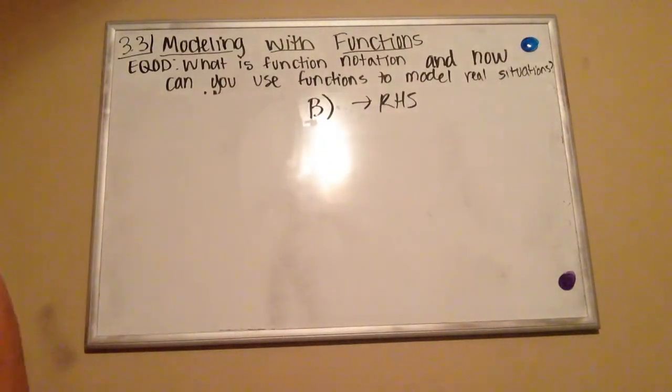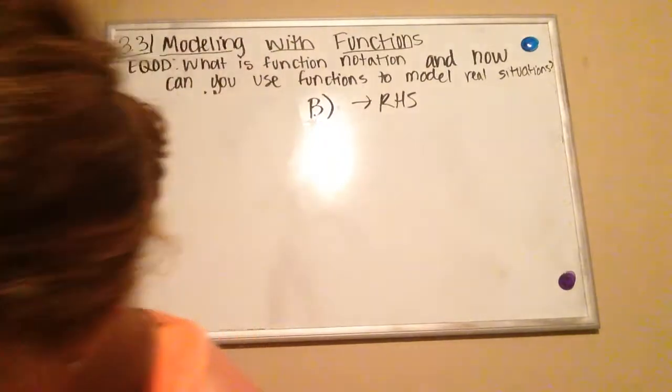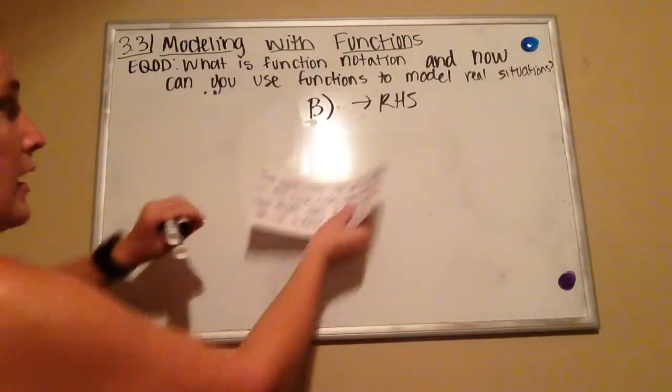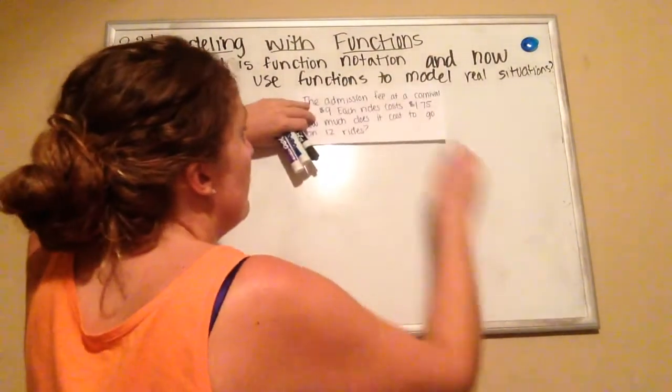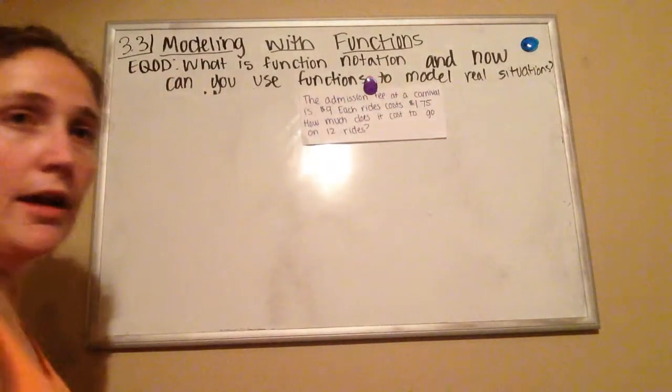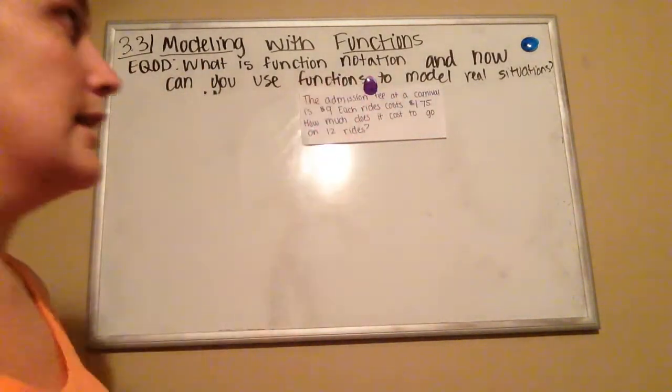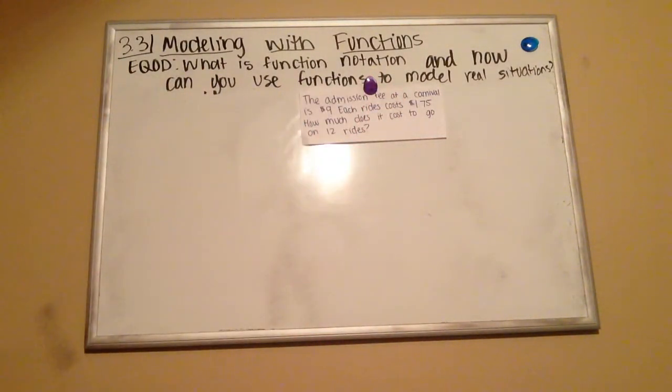Okay, so for ours, it says, make sure you cut the right thing out. It should say the admission fee at a carnival is $9. Each ride costs $1.75. How much does it cost to go on 12 rides?